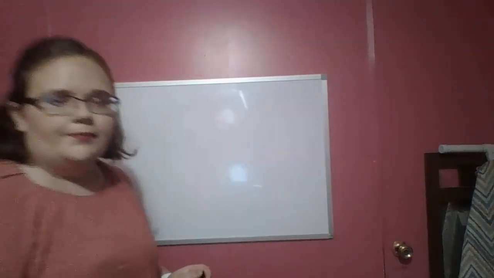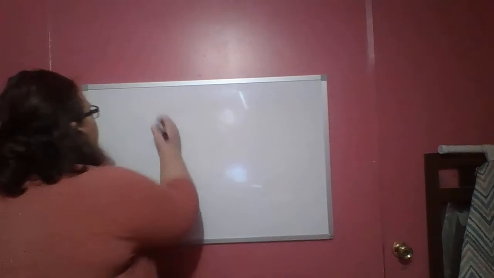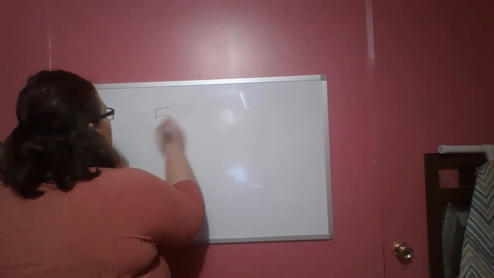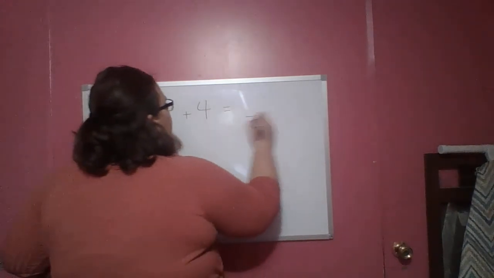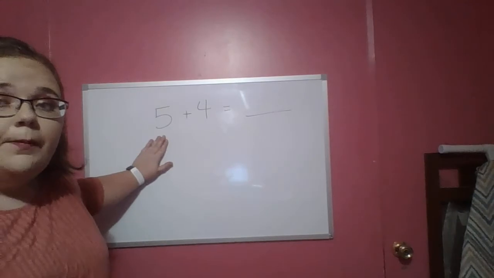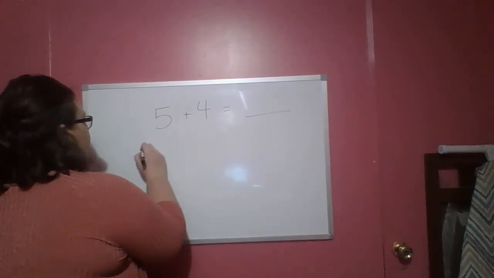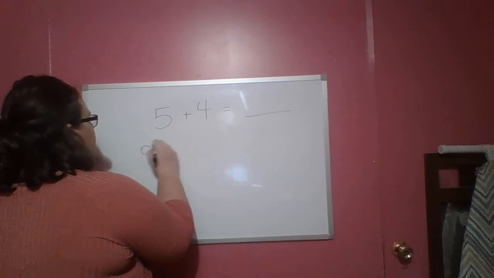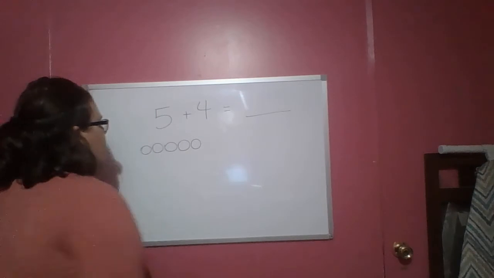All right, let's do only a couple more. So we have 5 plus 4 equals blank. So the first number we have is the number 5. So count with me while I draw 5 circles. 1, 2, 3, 4, 5.